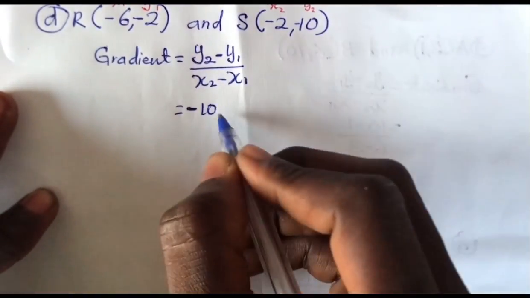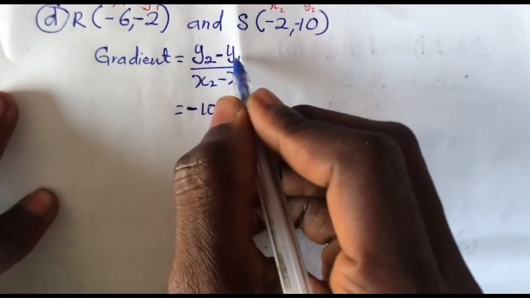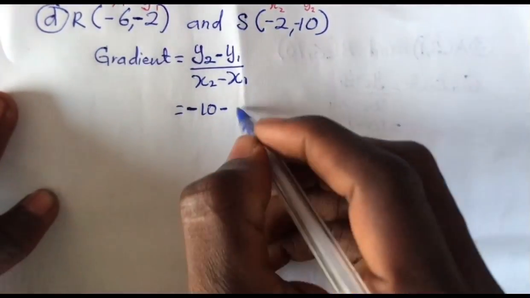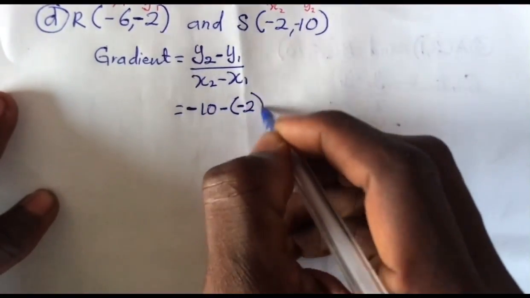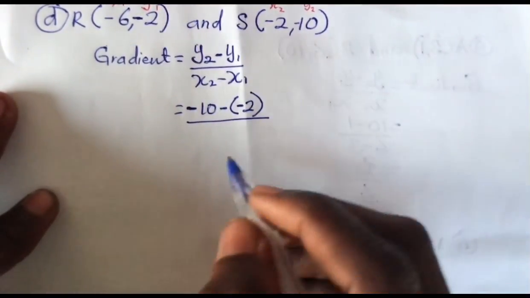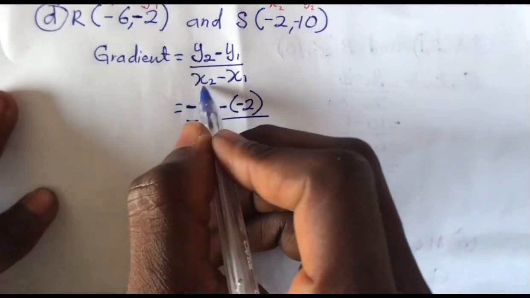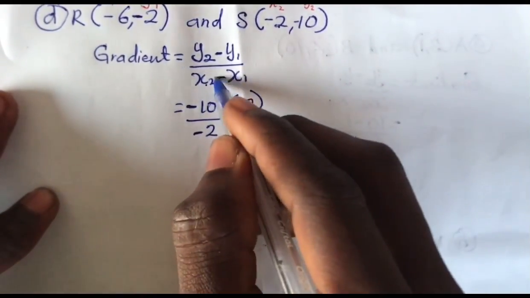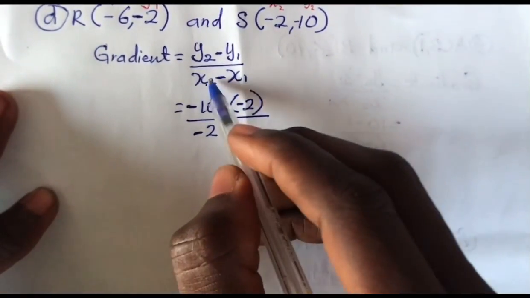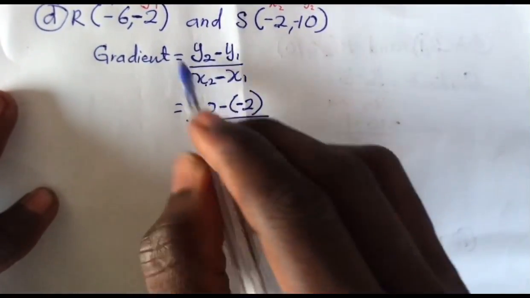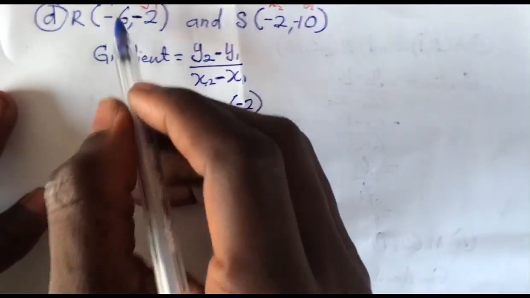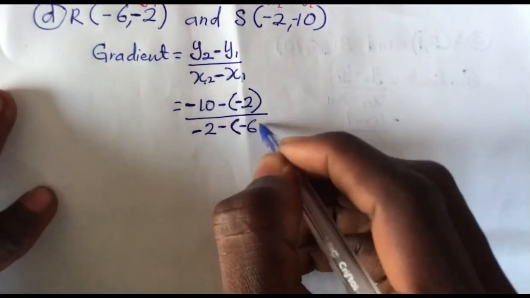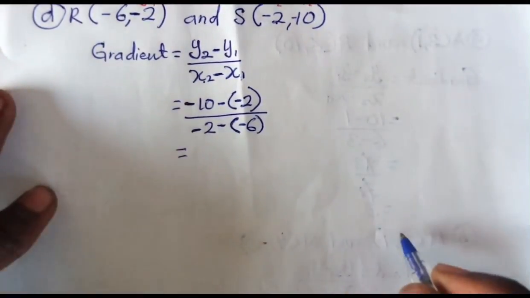Then this minus sign, this is it. What is our y1 in this case? Our y1 is minus 2, not just 2, minus 2. So let's put the minus 2 in bracket, okay? All over x2, in this case is what? Minus 2. Now this minus sign, this is it. Now our x1, this x1, it is minus 6 here. So let us put that minus 6 in bracket. Now let us remove the bracket.